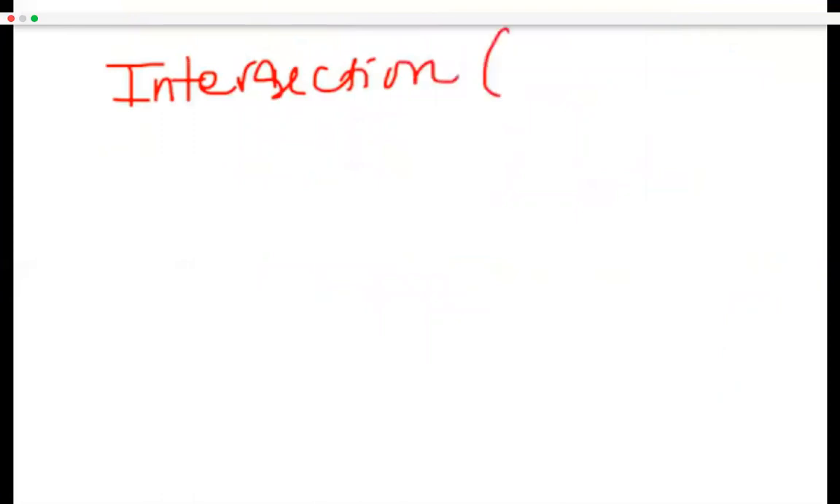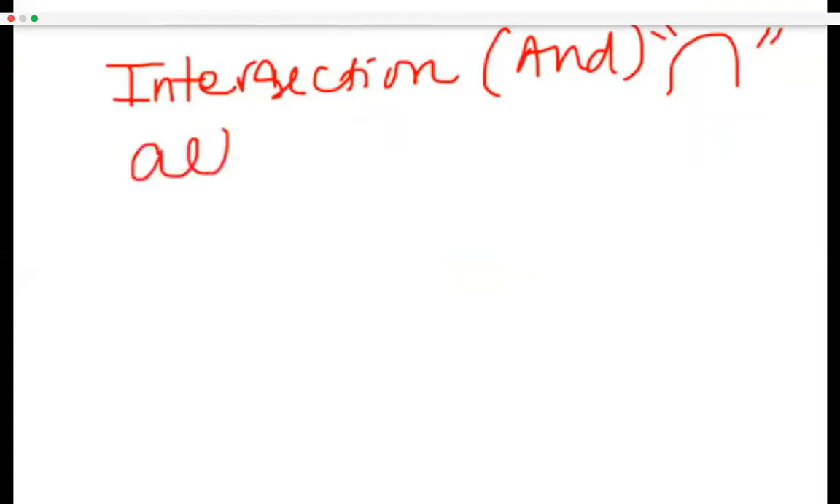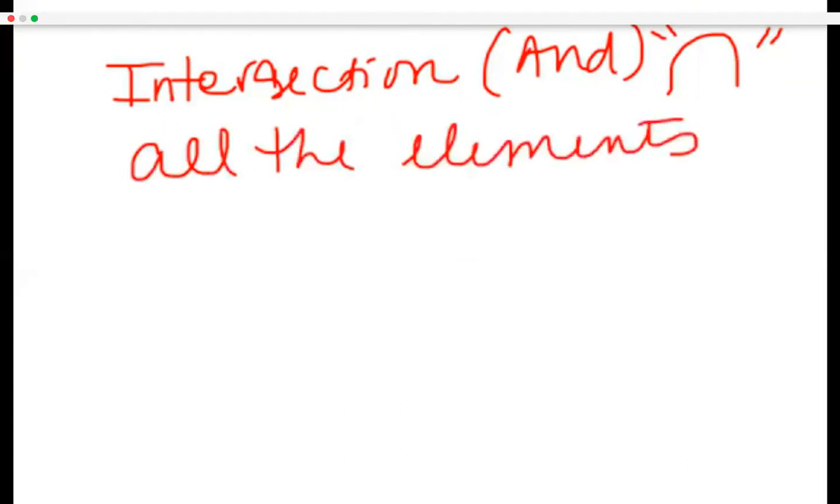So let's start off with the intersection, guys. When we talk about the intersection of two sets, we use the word and to reference the intersection. And then the symbol, of course, is that upside down U or the letter N. So this references basically all the elements which two sets have in common.